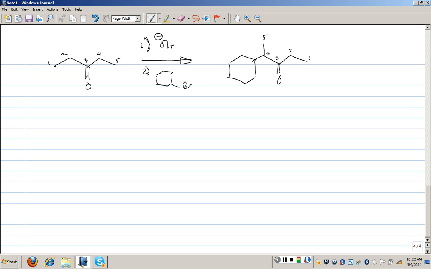So what do I have to do? Well, if carbon number 4 has the cyclohexyl group on it, this carbon has one H. If I look at my starting material, this carbon has two H's. So the hydroxide must be pulling off an H. So I'm going to say step 1 is going to involve the hydroxide pulling off an H from carbon number 4. So let's have hydroxide act as a base, deprotonate the H. That's an acid-base reaction.